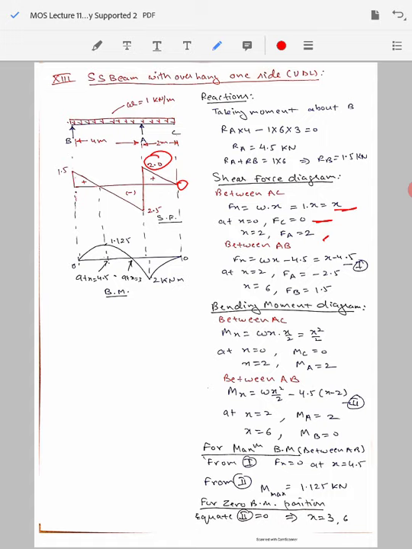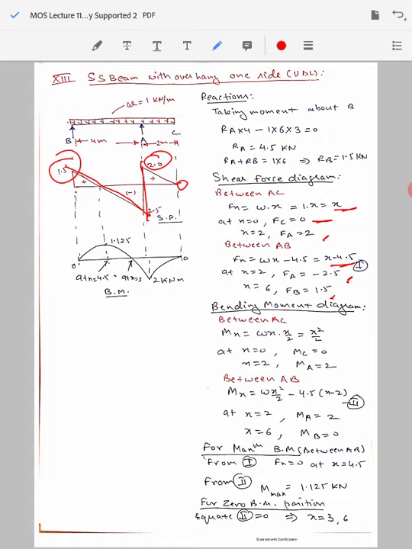Then for the span AB, you see that at point A it reduces from 2 to minus 2.5, so the value is dropping from 2 to minus 2.5. Then at point B again it becomes positive and reaches the 1.5 value. From minus 2.5 to 1.5 it is again a straight line relationship, so there will be a straight line here connecting these two points.